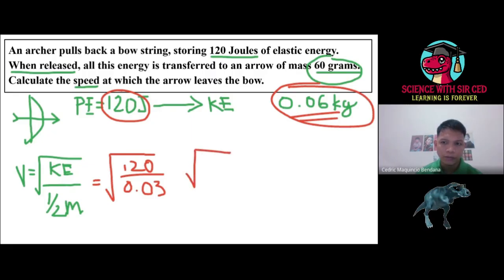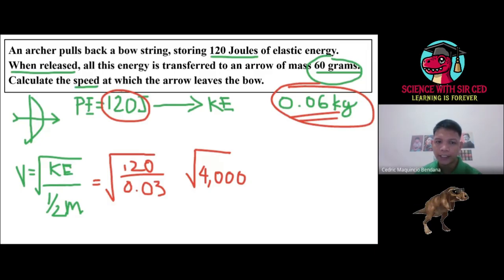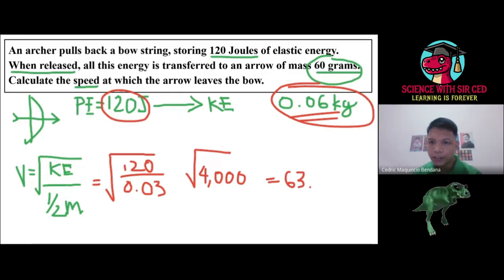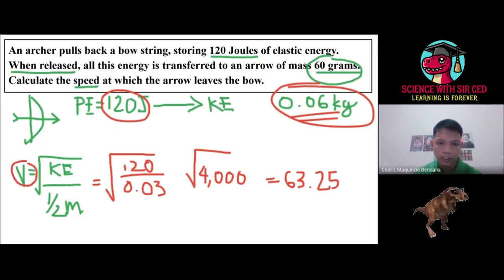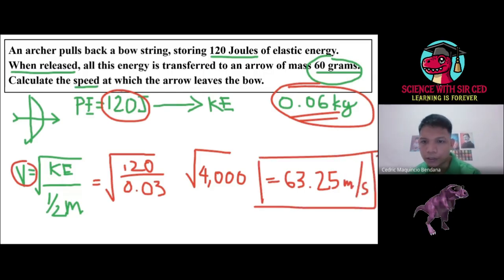You are going to get square root of 4,000. That would be 120 divided by 0.03. 120 divided by 0.03 is 4,000. Now, what is the square root of 4,000? The square root of 4,000 is 63.25. What is the unit? We are looking for velocity. So meters per seconds.